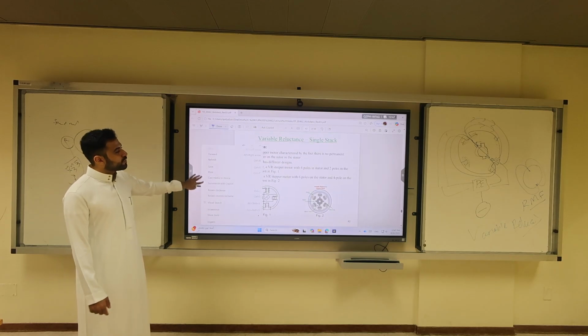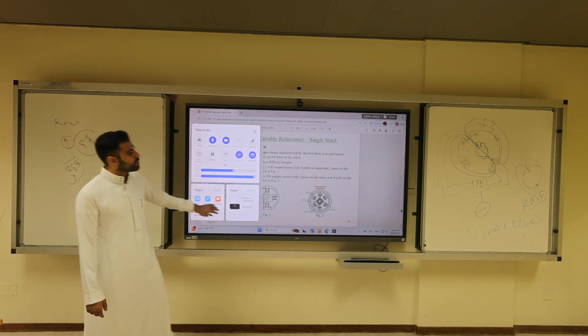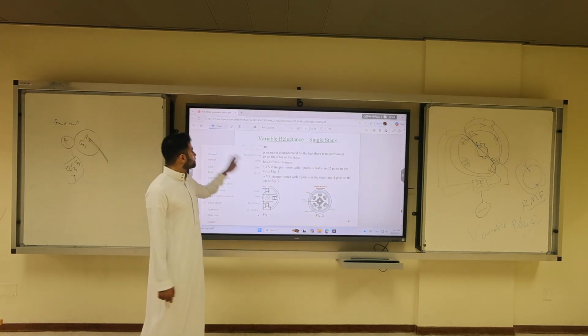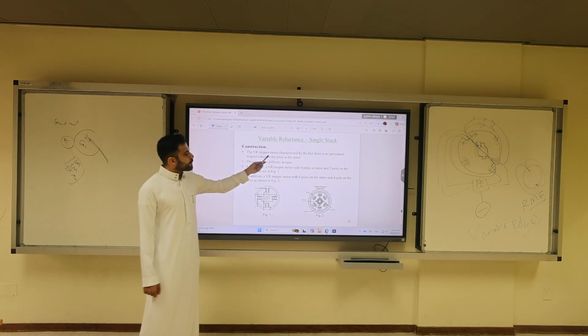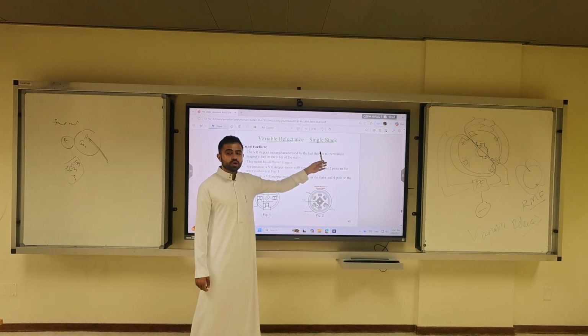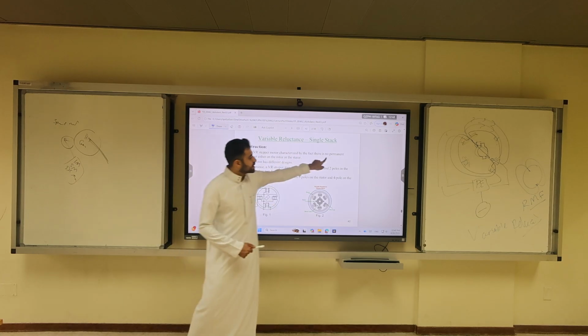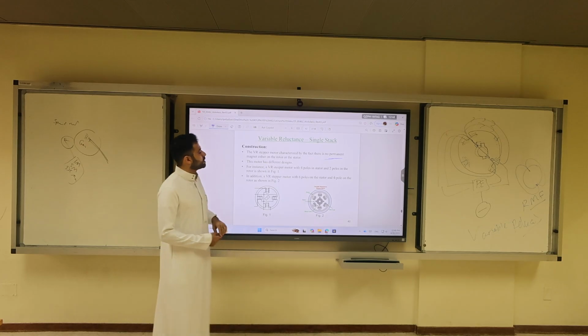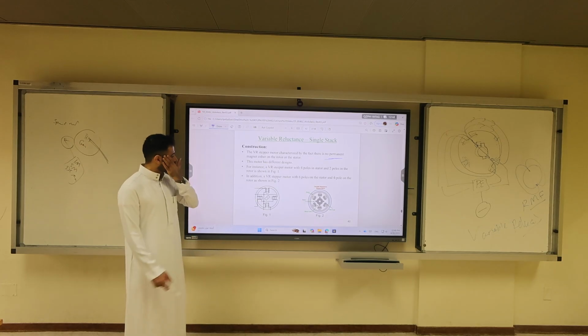So let's talk about the first type, which is called the variable reluctance. The VR stepper motor is characterized by the fact that there is no permanent magnet. That's a key characteristic: no permanent magnet on either rotor or stator.